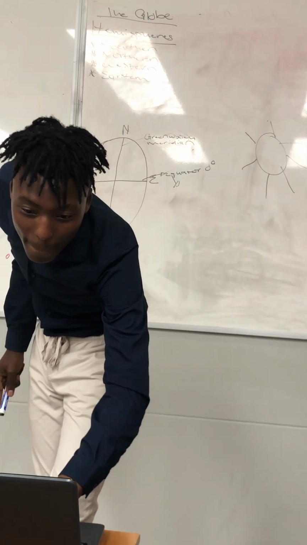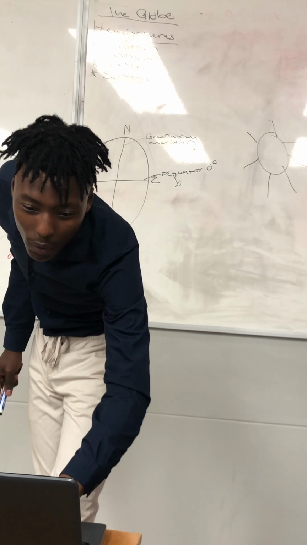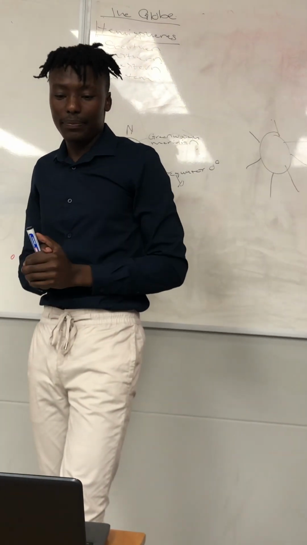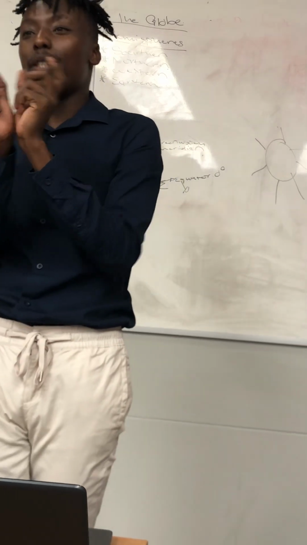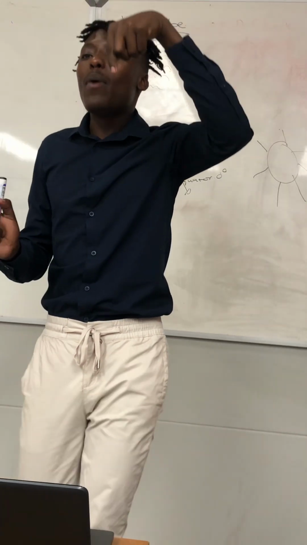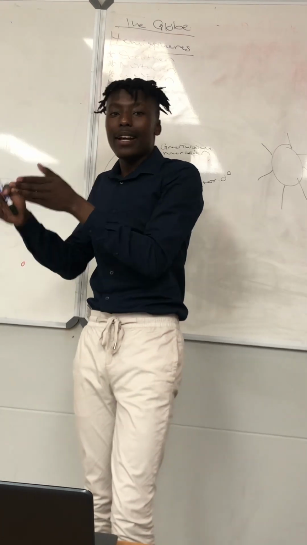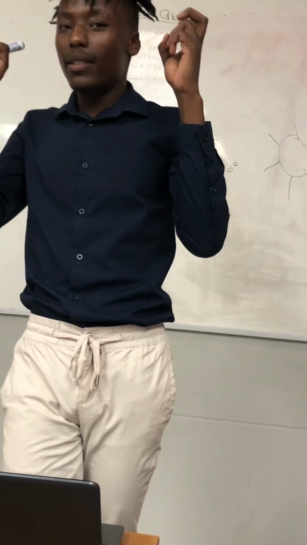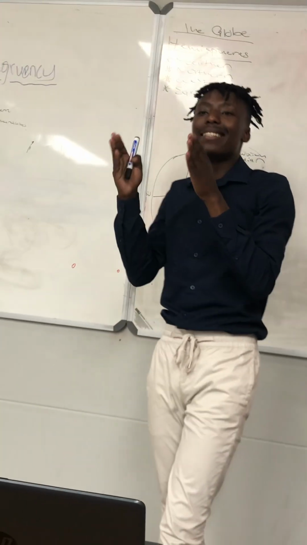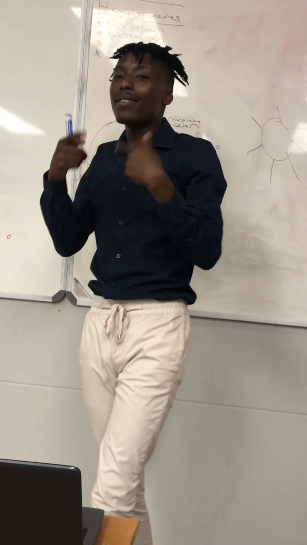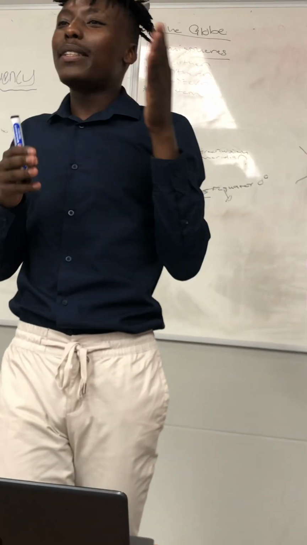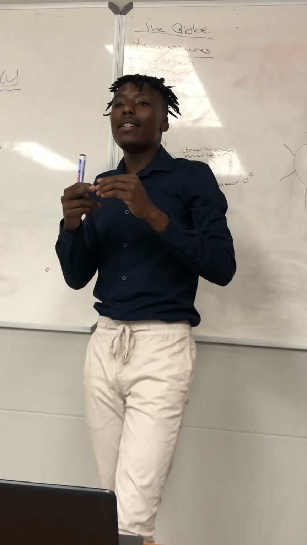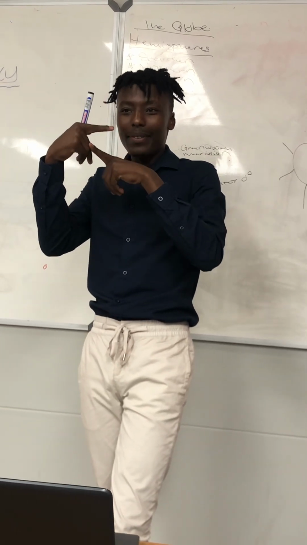Okay. Now we are going to look at the Earth revolution around the sun. The Earth revolution around the sun. Now we are moving from day and night. We are going to focus on what? Yearly, which is 365 days or 367. Why are we saying 365 or 367? Because we have a leap year.